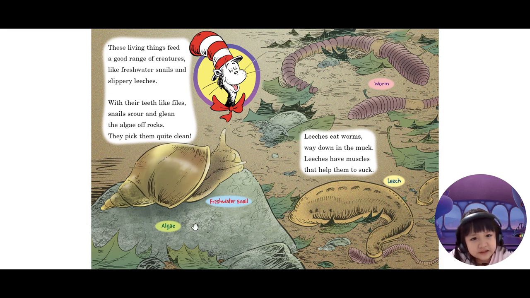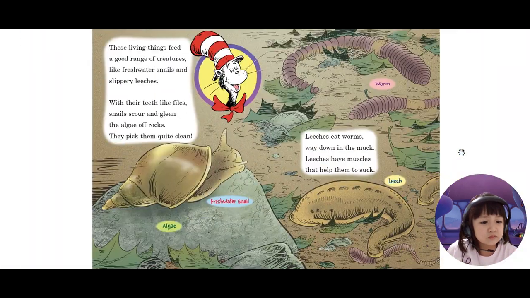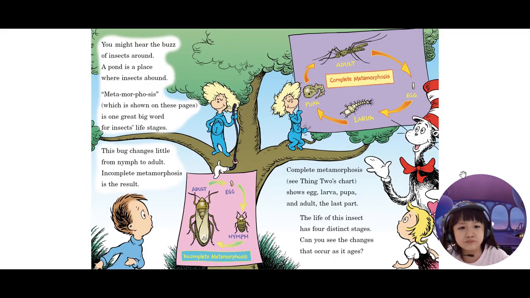This is the algae, a worm here. Leeches eat worms way down in the muck. Leeches have muscles that help them to suck. This is the leech. Okay. Oops. There it is. This is the complete metamorphosis that we'll talk about later. And this is the incomplete metamorphosis that we'll talk about later as well.